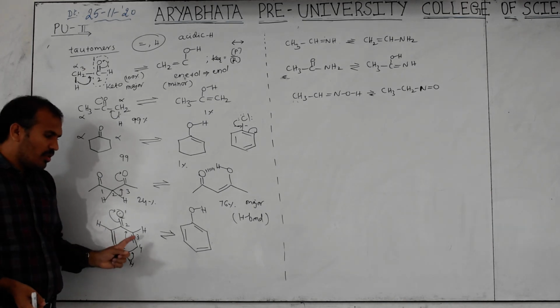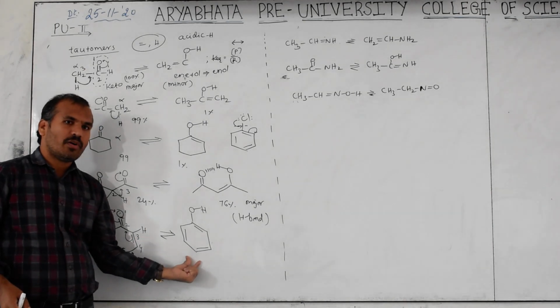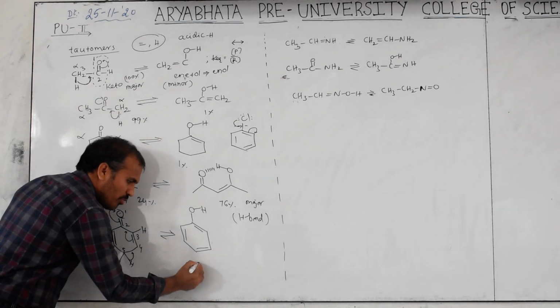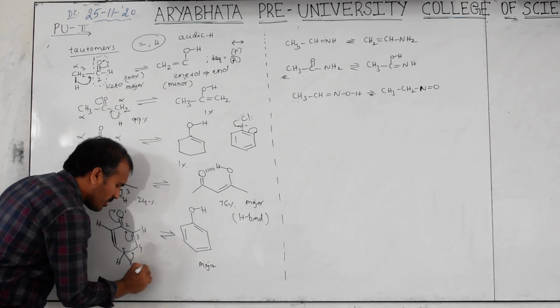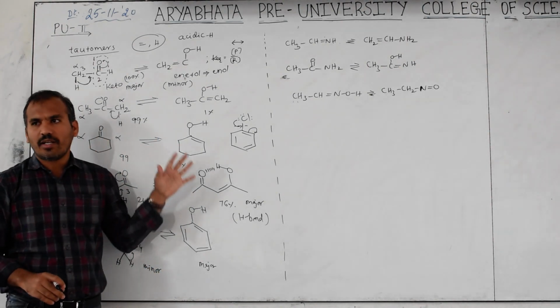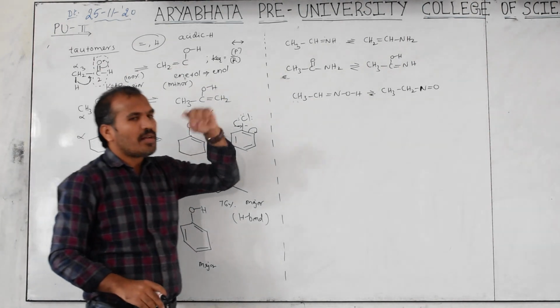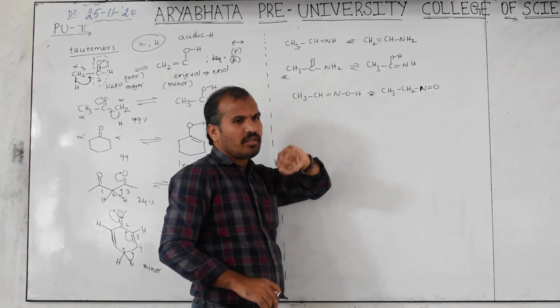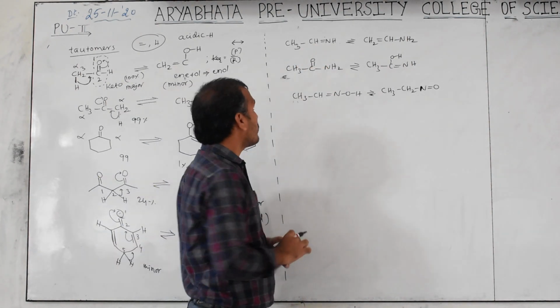So here, which one? The aromatic one is more stable, so it is major. This is minor. These cases we generally observe in tautomerism. The remaining ones, in amines also, this is possible, sir. I have given it here; you can understand these positions.